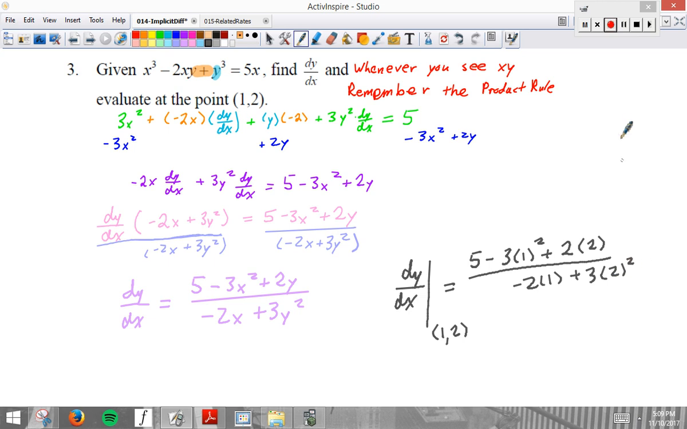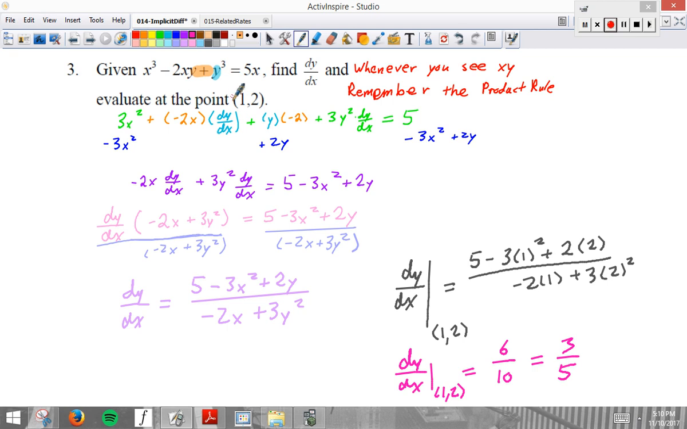And this is a perfectly acceptable final answer, and I would stop here in almost every circumstance. But because it's notes and we have time because it's just a video, so that's 5 minus 3 plus 4, which is 6. That's negative 2 plus 12, 6/10 or 3/5. So the slope of this function is 3/5. Done.